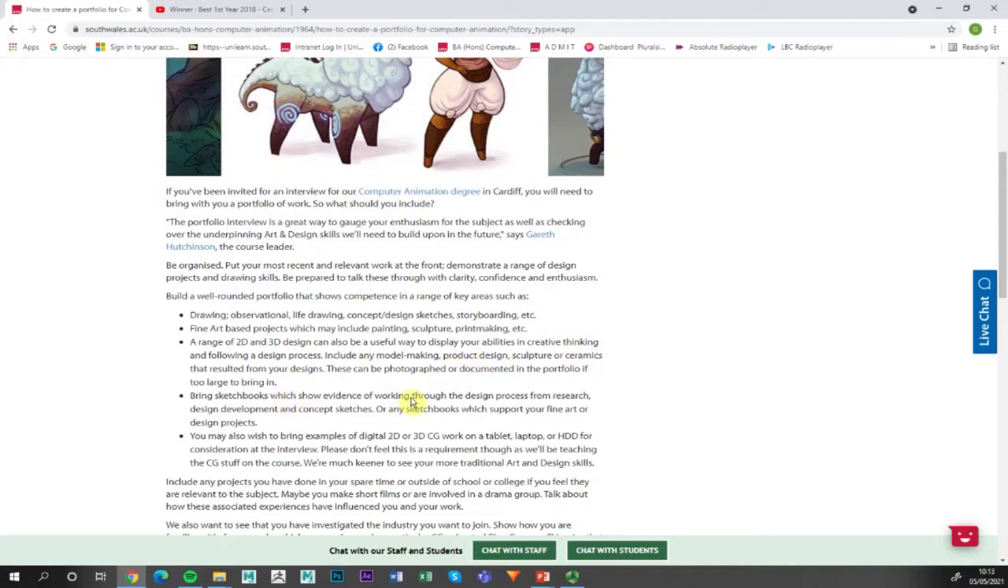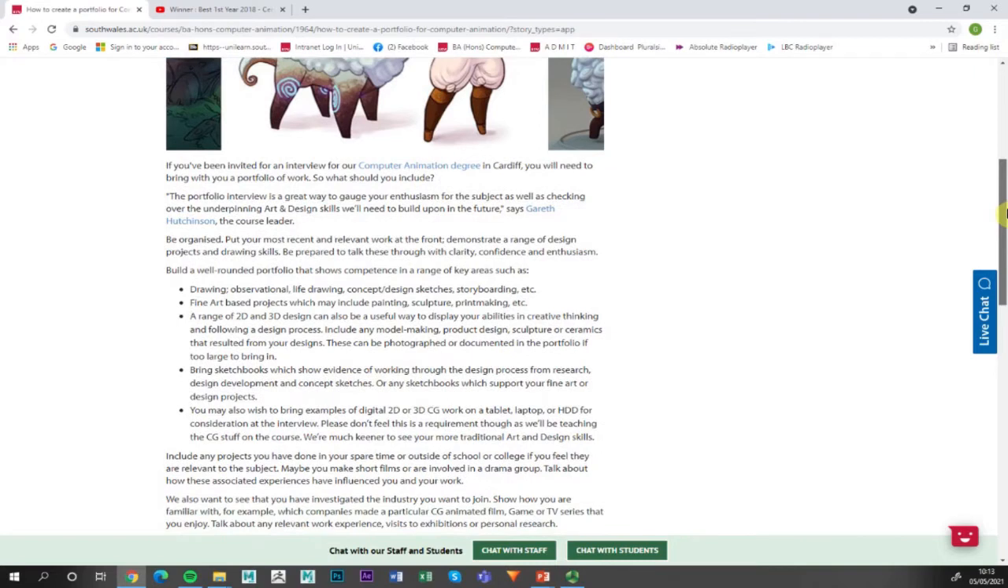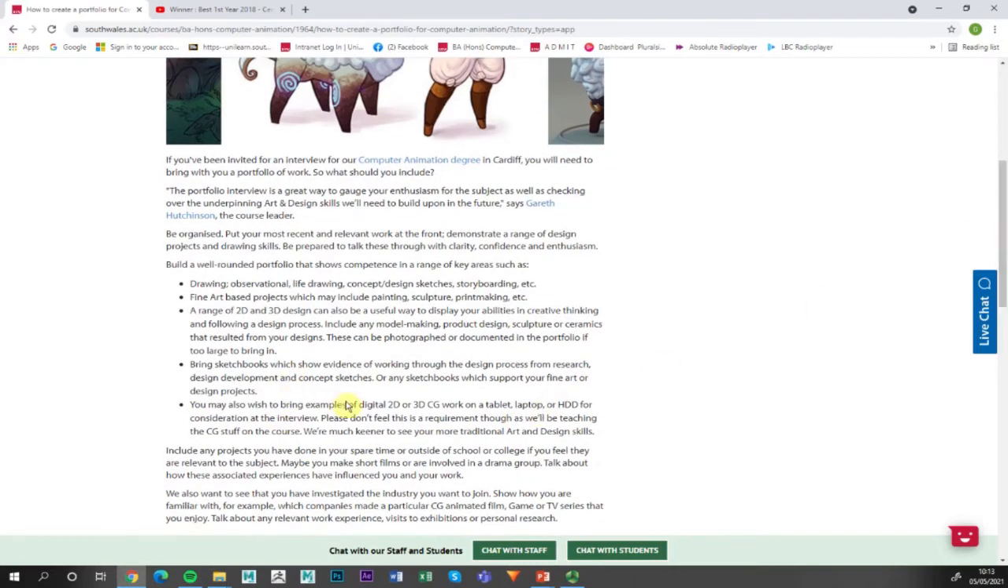It could be a PDF, anything where you're showing us a portfolio of stuff you've done recently. It can be CG work as well. We're not absolutely expecting that at this stage. I'd say the 2D and the drawing and design work is more important than the CG work if you're looking to join us at the start of year 1, because we're fully expecting to teach you all that stuff, as we're saying here. Please don't feel that's a requirement if you're going to join us at the start of year 1, because we're intending to teach you that from the ground up.